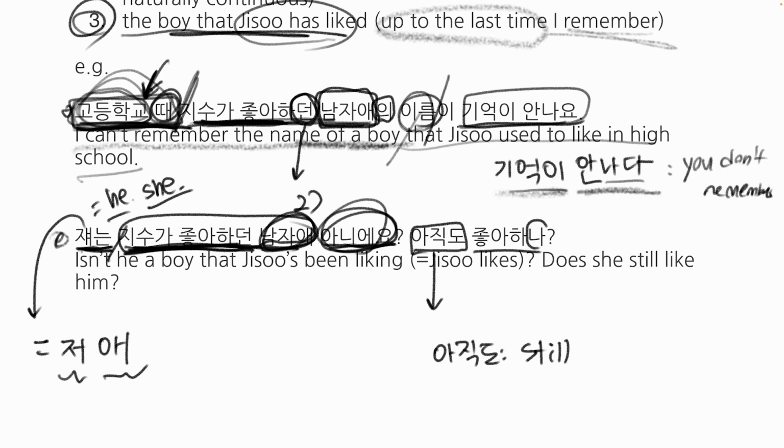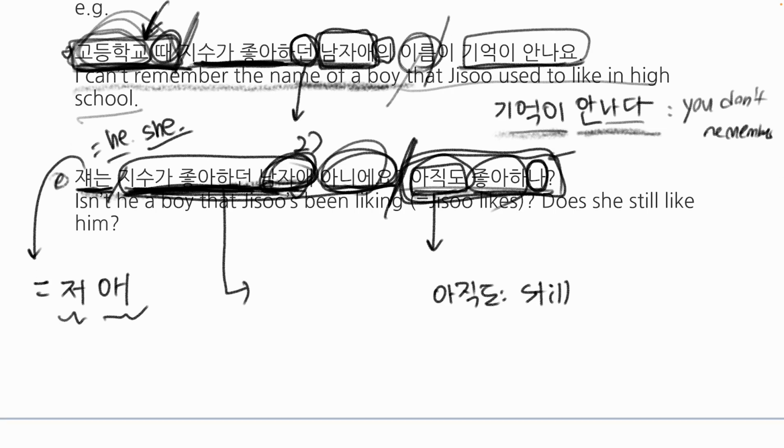나 is a question ending, and you use this when you're kind of wondering to yourself. So 아직도 좋아하나? Does Jisoo still like him? So this question indicates that I'm not sure whether she continues to like him or not. But as far as I remember, this is the boy that Jisoo has liked. 쟤는 지수가 좋아하던 남자애 아니에요? 아직도 좋아하나? So this would mean the third one.